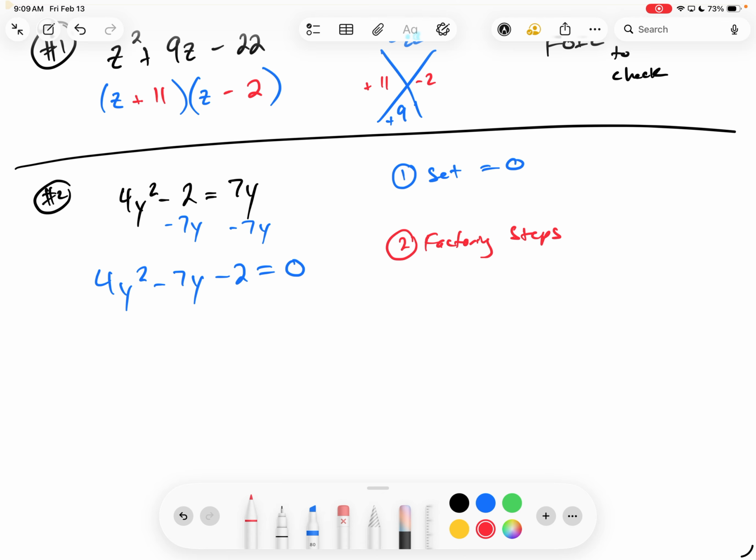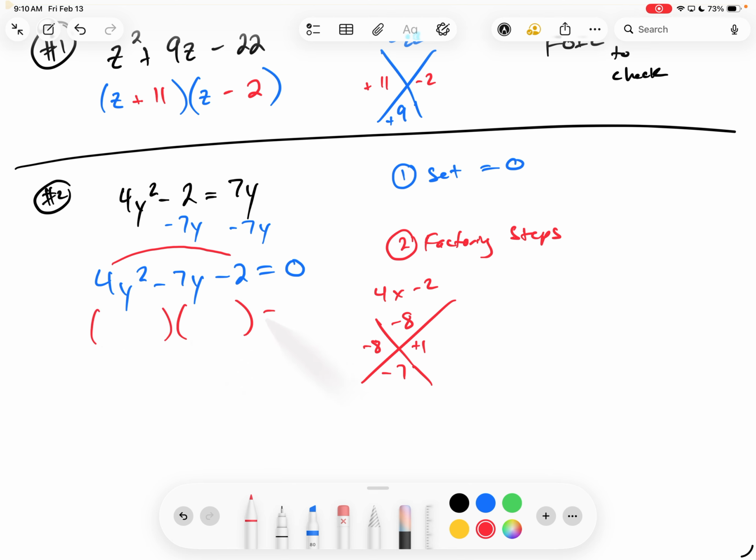This one has a number in front of y squared. So I need to take 4 times -2. So what multiplies to be -8 and adds up to be -7? That would be -8, +1. -8 times 1 is -8. -8 plus 1 is -7.